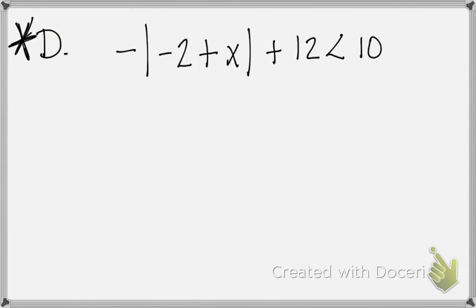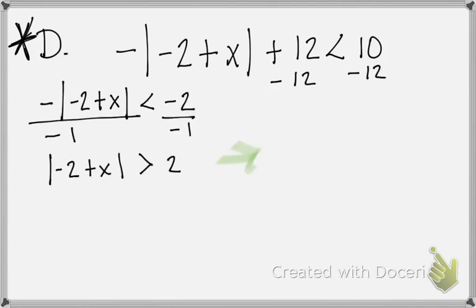All right, our next couple are Mega Mac Daddy stars, 10 star, and then we got D and E. So I want you to pause, try D, and then come back and check. Okay, so let's see if you've gotten this far. So first you want to get the absolute value alone. So we're wanting to get these alone.